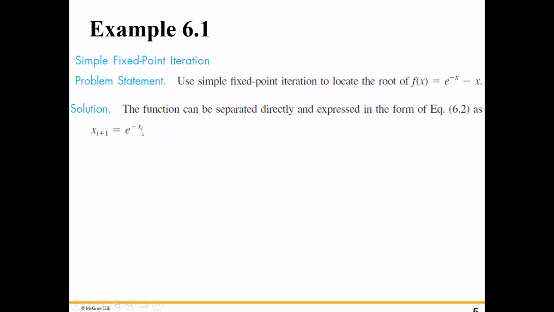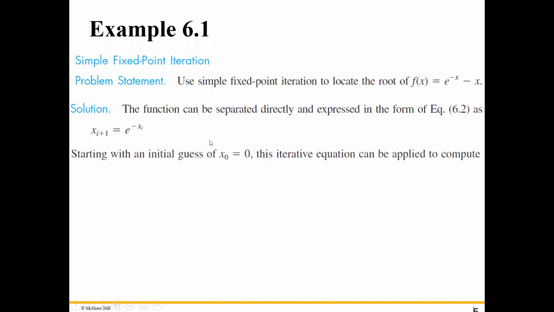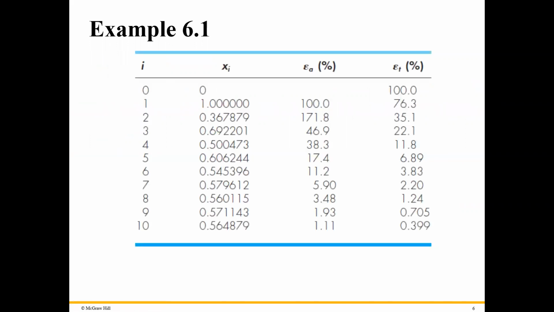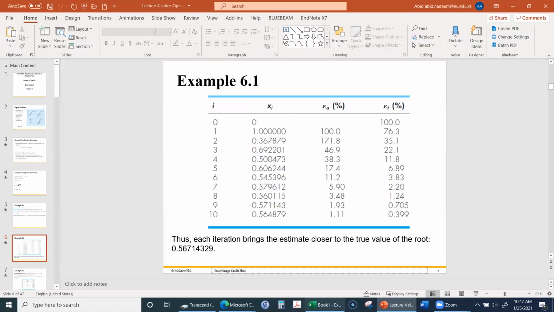And then we put a subscript of i on the function g(x), and with x on the left side we put a subscript of i plus 1. Then we can start with the initial guess of x equal to 0. Okay, so we have to make some initial guess. The iterative equation can be applied, and then we can get the result like this. So how can we get this result?